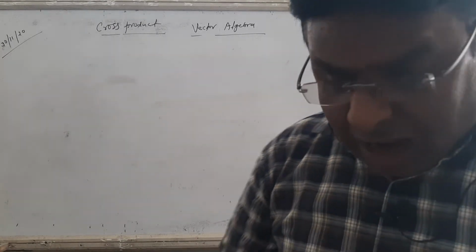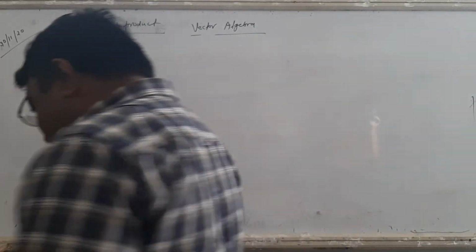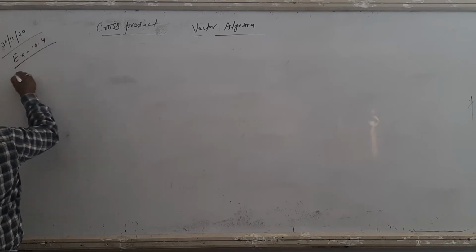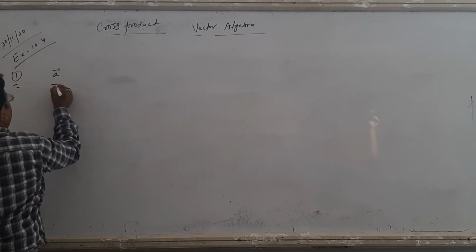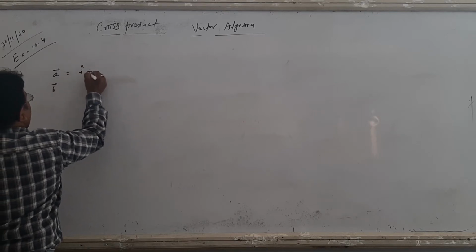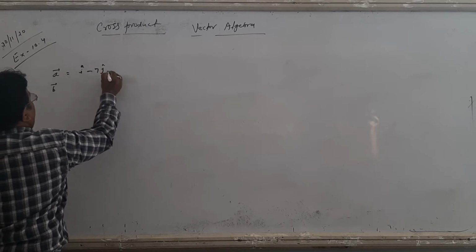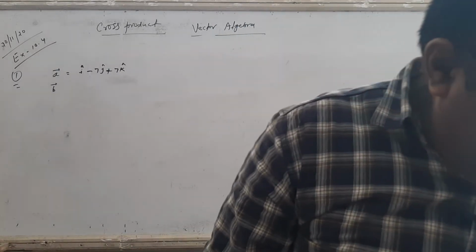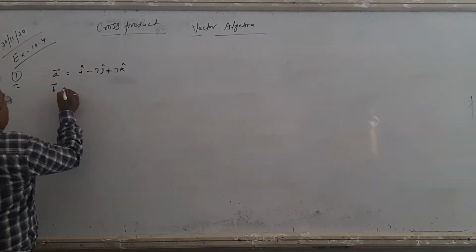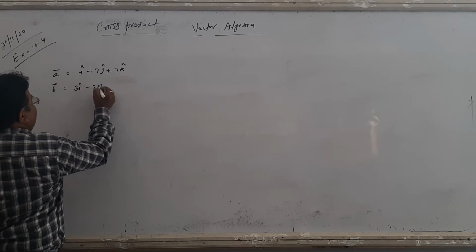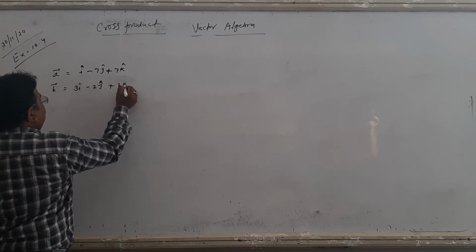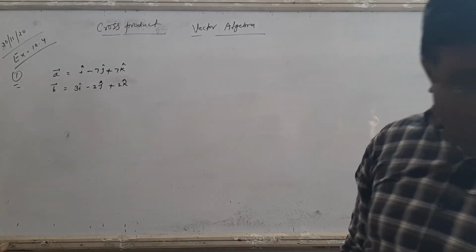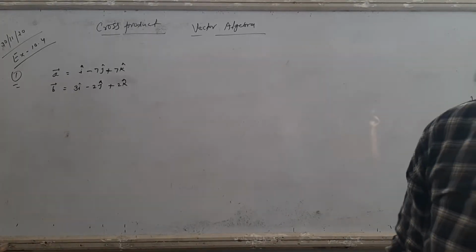Now, vector A and vector B are given. Vector A is i cap minus 7 j cap plus 7 k cap, and vector B is 3 i cap minus 2 j cap plus 2 k cap. Find the magnitude of A cross B.